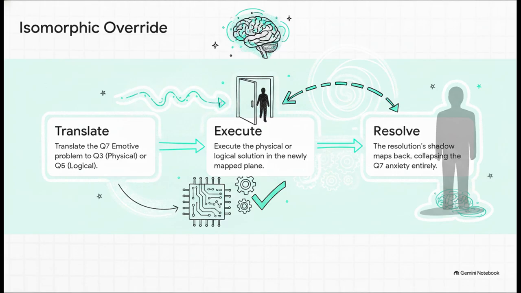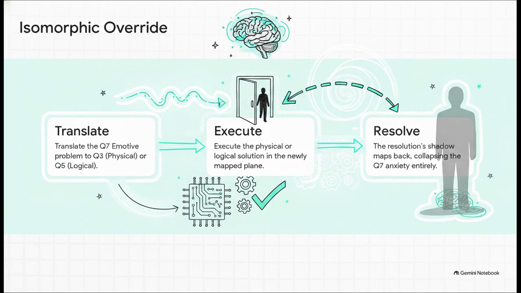Step 1. You translate the emotive problem, the anxiety, into its physical counterpart or its logical counterpart. Step 2. You execute the solution in that new dimension. So maybe you physically leave a chaotic room to go for a walk, or logically write down a math-based budget to correct a false premise about your finances. Step 3 is where the magic happens.